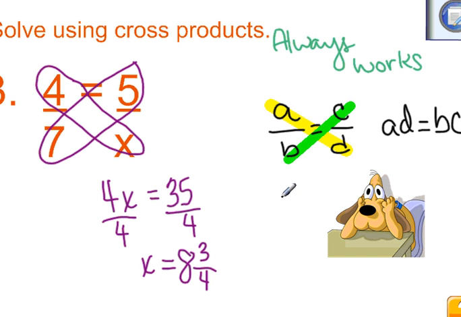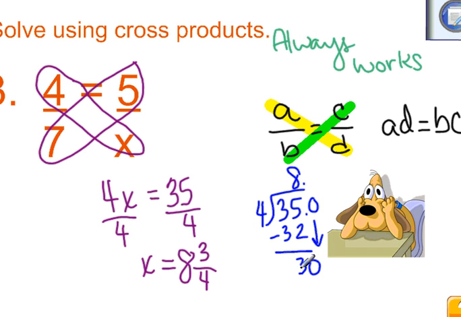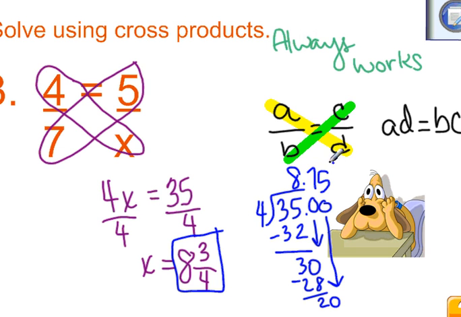35 divided by 4. I see that I'm going to have 3 left over, and I need to add a decimal. 4 goes into 30 7 times with 2 left over, and I bring down that 0. 4 goes into 20 5 times. These two answers are equivalent, 8 3/4 or 8.75. That's the number that's missing right here. And this would have been a difficult problem to solve using the other methods. That's why it was really nice to be able to use cross product.